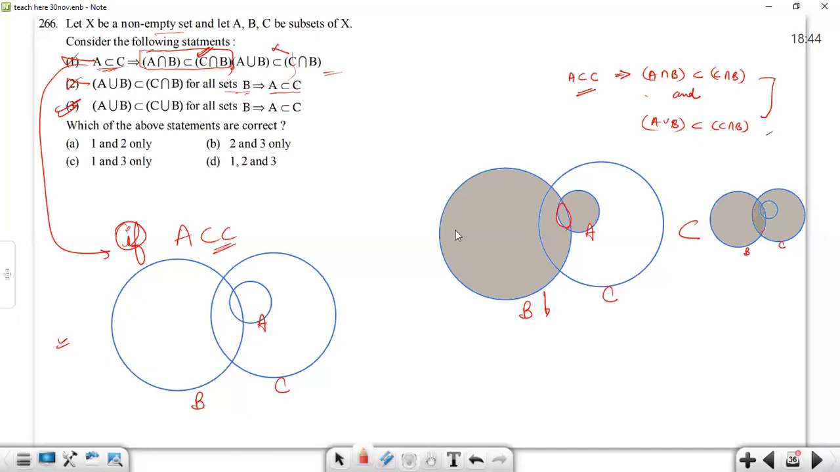The option is not there, so that's why I asked. Let's recheck whether we have made any mistake or not. So solving for the second statement once again, A union B means, let me erase everything.